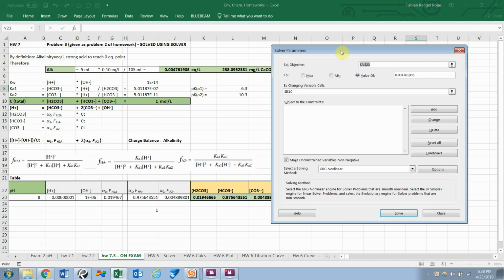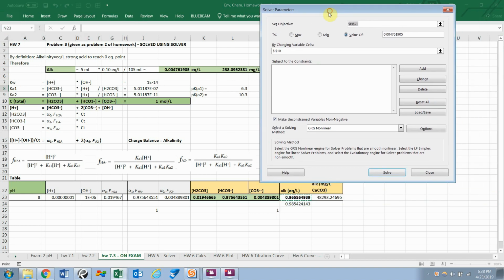Click on solver, and then solver asks for 3 things. Solver asks for an objective, which is what you're trying to solve for. It asks you to set the objective to a value. It could either be the maximum value, the minimum value, or some value that you pick. And it asks you how you want to change that value. So this value that you pick here has to be dependent on this value that you pick here.